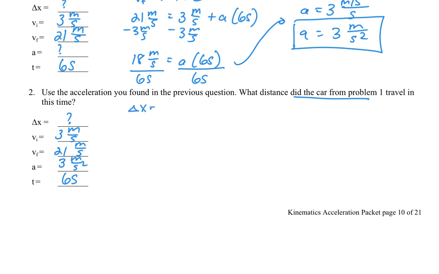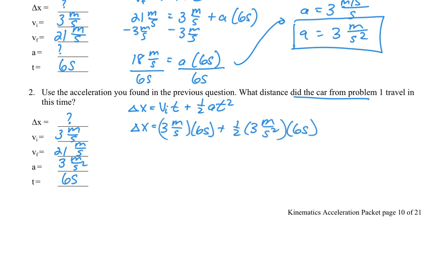So now we have to pick an equation, and since we're trying to find how far, I would argue that starting with the position equation would be a great guess. I know the initial velocity, I know the time, I know the acceleration. This equation should work. So let's plug these numbers in. Delta x is equal to my initial velocity, 3 meters per second, times my time, 6 seconds, plus 1/2 times my acceleration, 3 meters per second squared, times my time, 6 seconds. And remember, this squared means I have to square just the t. So that's 6 seconds squared.